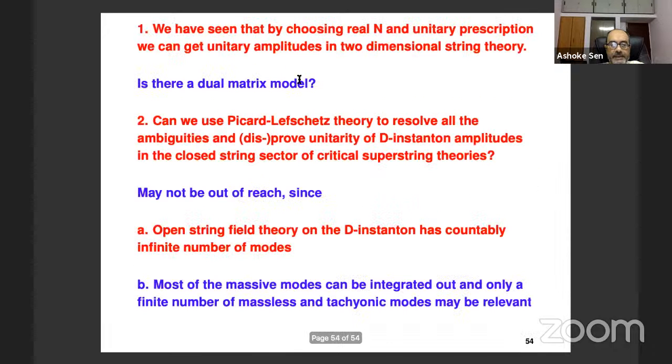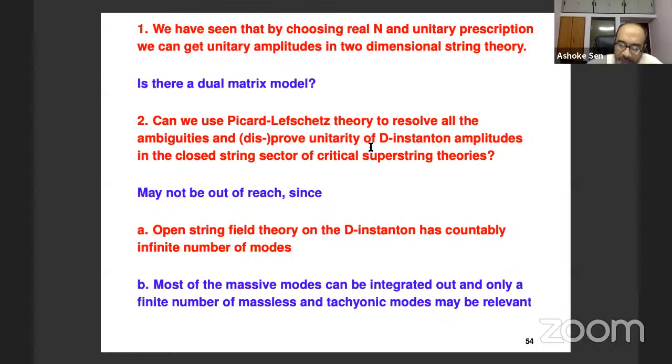So that's an open question which may or may not have an answer. The second question, which is of interest, is can we use Picard-Lefschetz theory to resolve all the ambiguities and prove or disprove unitarity of D-instanton amplitudes in the closed string sector itself of critical superstring theories.